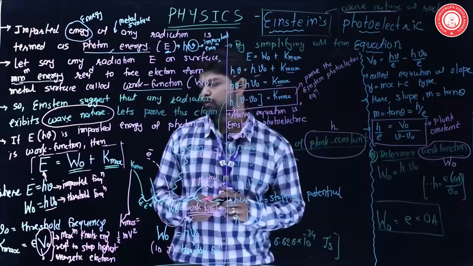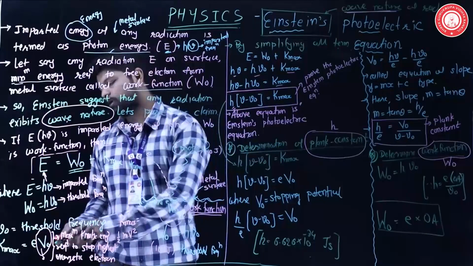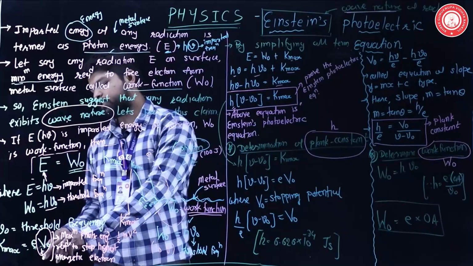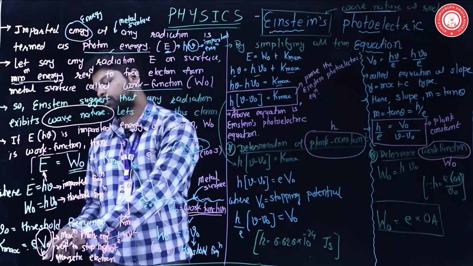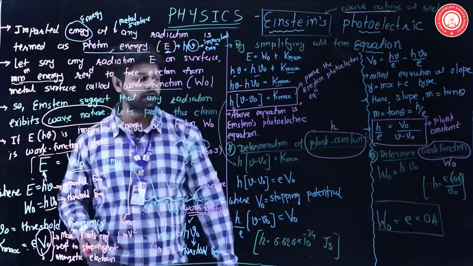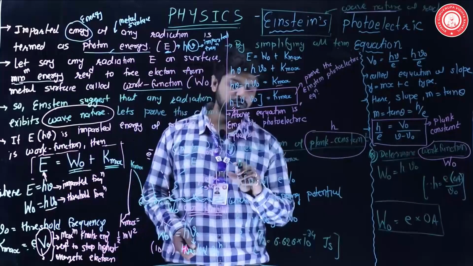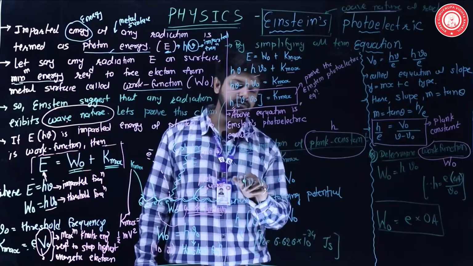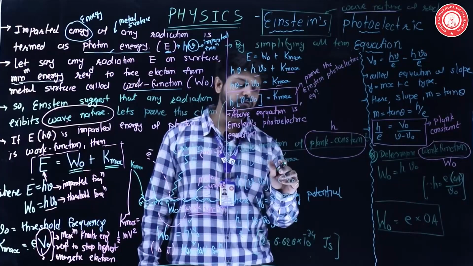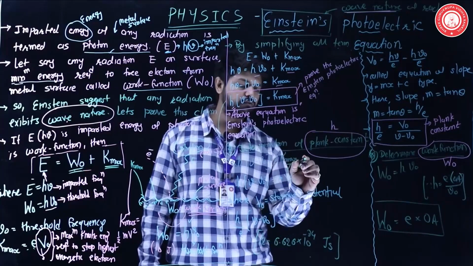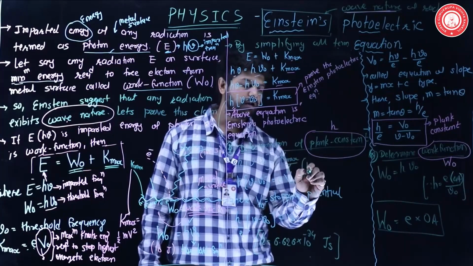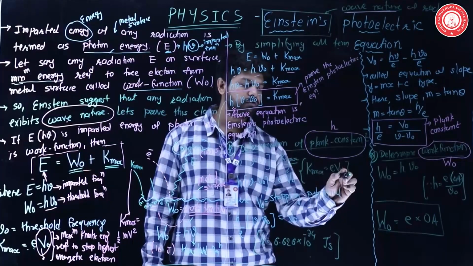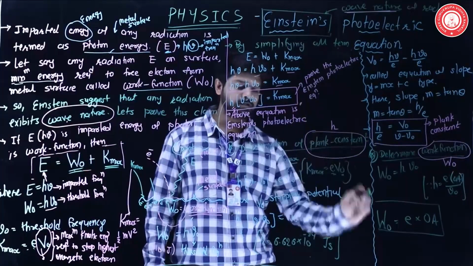As I told you before, what do you mean by K max? K max means e into V0, where e is my charge, 1.6 into 10 raised to minus 19 coulomb, and V0 is my stopping potential. So, I would like to implement this value over here. h(ν − ν0) is equal to K max, which is equal to eV0. Let's write K max is equal to eV0: charge times stopping potential.